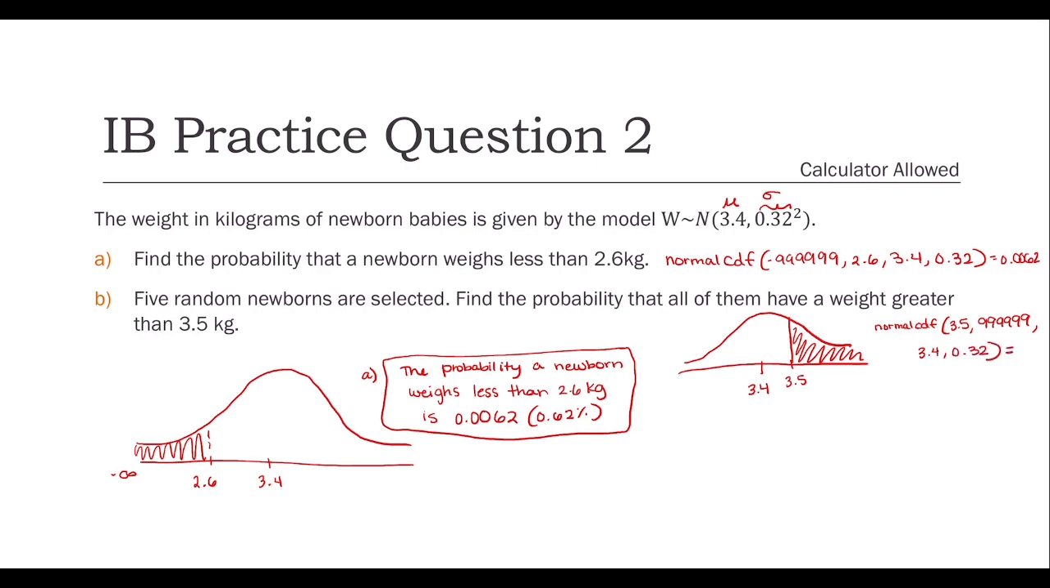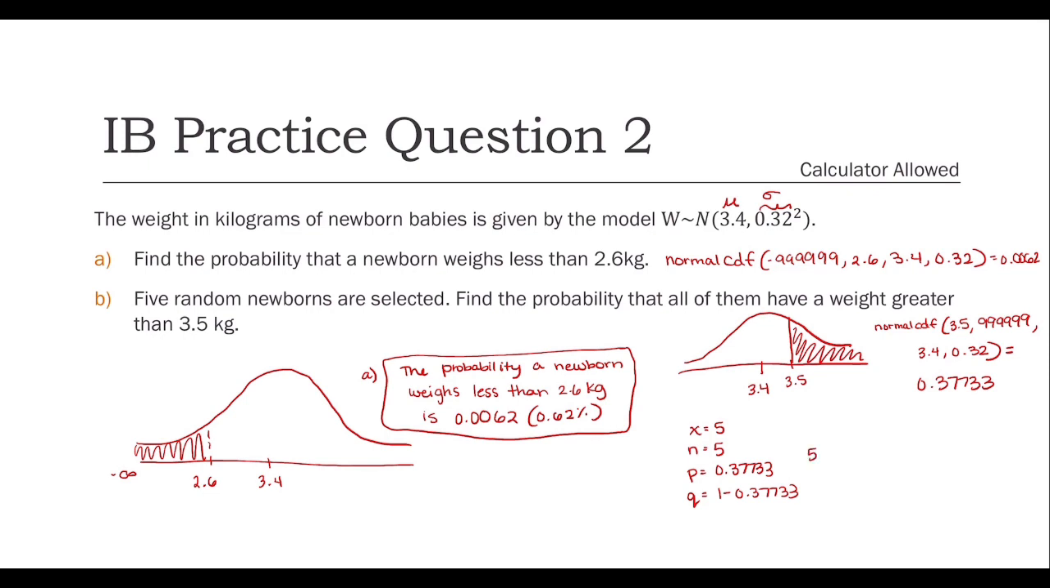When we enter this into our calculator, we'll get 0.37733. So this is the probability that one newborn has a weight greater than that. To figure out that probability for 5 people, we can use our binomial distribution, because it either can weigh more than that or it cannot weigh more than that. So for our binomial distribution, the number we're looking for is 5 successes out of a total of 5 trials, where our probability of success is 0.37733, and our probability of failure is 1 minus 0.37733.